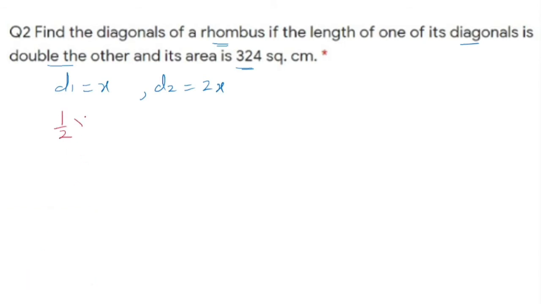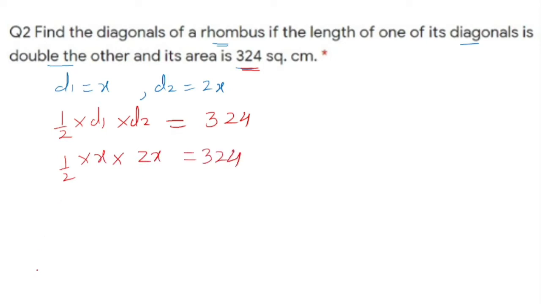So half into d1 into d2 is our area of a rhombus, which is given as 324. So half, d1 we have taken as x, d2 we have taken as 2x, which is equal to 324. Let's simplify this. The 2 and 2 get cancelled and x into x gives x square is equal to 324. So x is equal to square root of 324. We have already learned squares and square roots children. So x is equal to 18 centimeter.